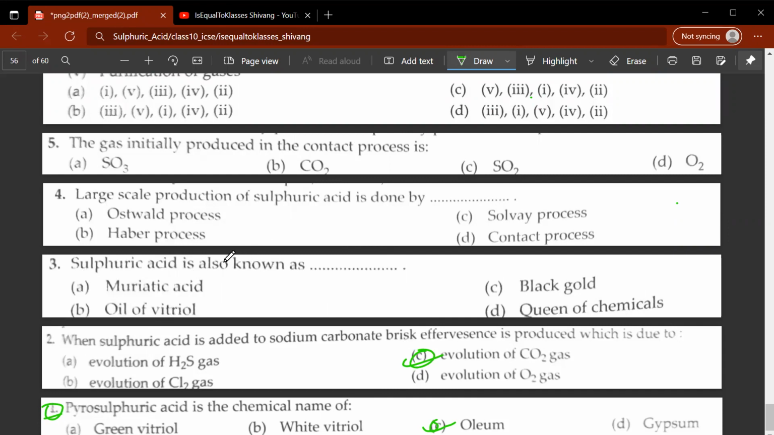Sulfuric acid is also known as the oil of vitriol. Large-scale production of sulfuric acid is done by the contact process. Fifth, the gas initially produced in the contact process is C, SO2, sulfur dioxide. Let's move on to the sixth question.